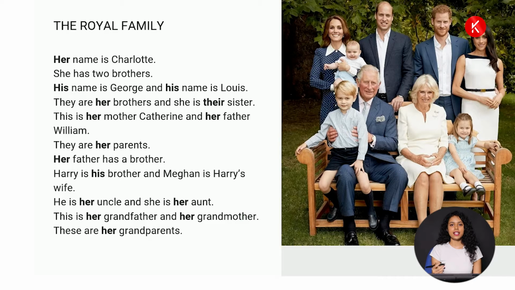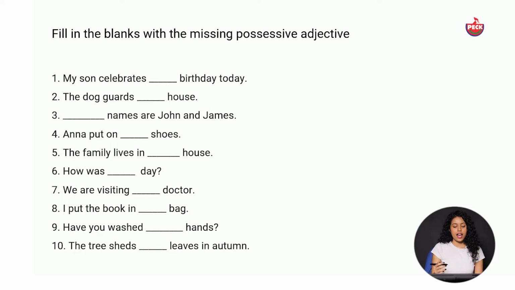Now it's time for a quick exercise. I'm going to give you a couple of sentences and I want you to fill it in with the right possessive adjective. Let's start. My son celebrates blank birthday today. So my son. My son is a he because he is male. So he celebrates blank birthday. What do you think is the right possessive adjective? It is his. So my son celebrates his birthday today.